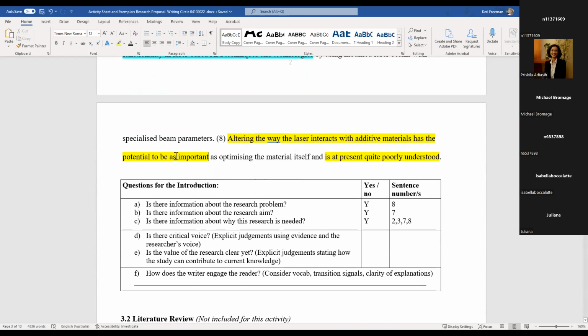And you know, what you'll figure out as well is that in these proposals, you still need to structure your information, and you can't say everything at once. So I would say yes. Is the value of the research clear yet? We're getting there, aren't we? But you know, this is the very first paragraph, you know, so starting to.